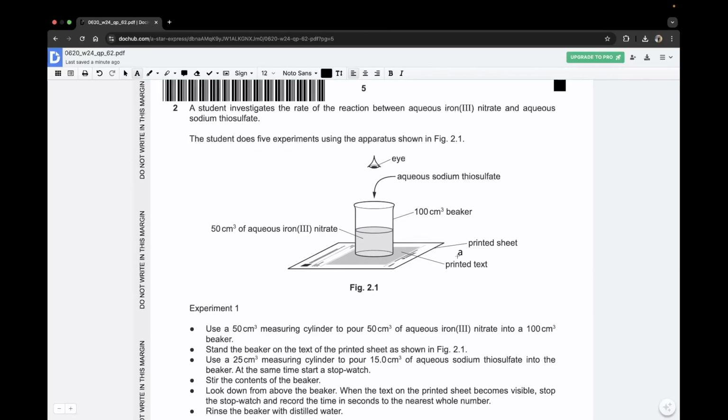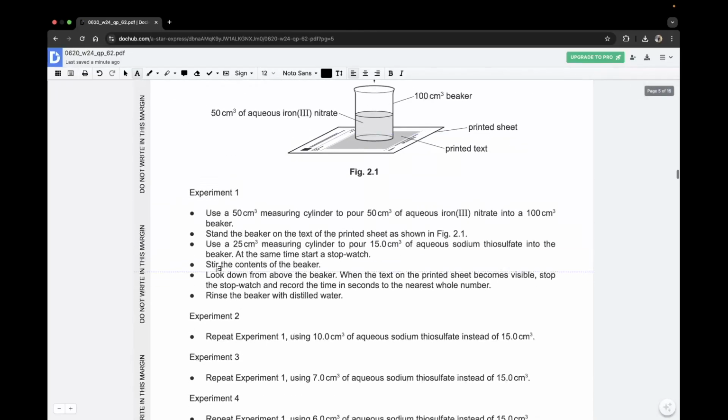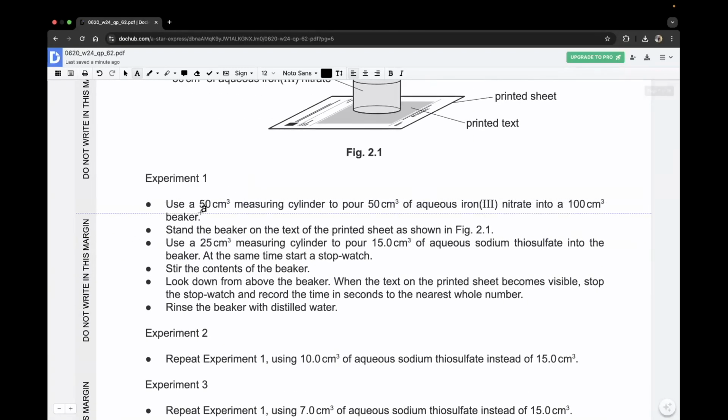And from this, you may have seen this before in past papers, right? This is really like a situation where they are measuring the rate of the reaction by looking at how fast it is able to obscure a printed piece of paper, right? So just skim through this again.